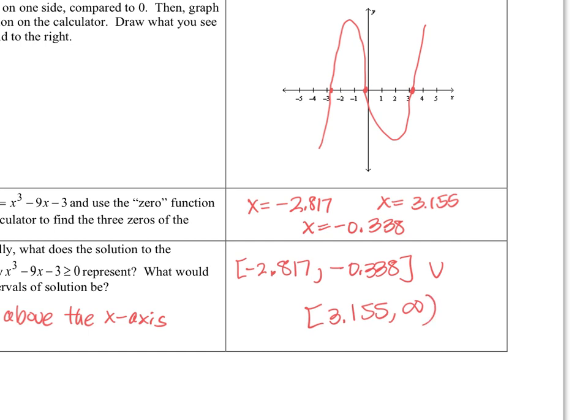Notice I went 3 places after the decimal. Normally in AP Calculus classes, they grade to 3 decimal places. So we're going to try to do that in pre-AP Calc, so you're getting used to that. So 3 decimal places.